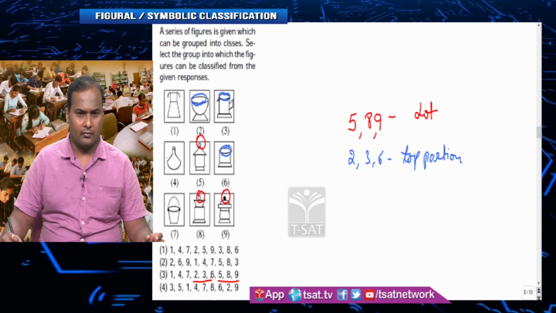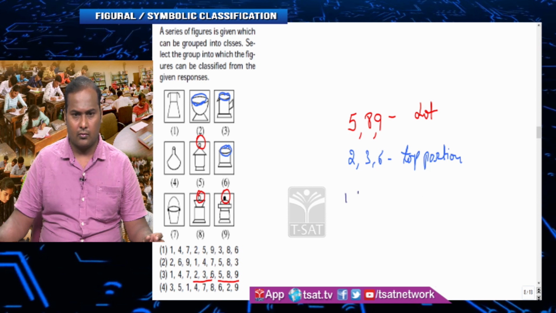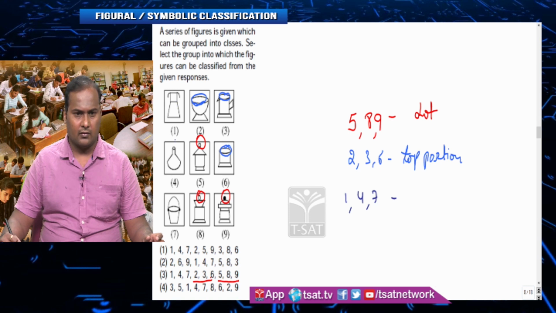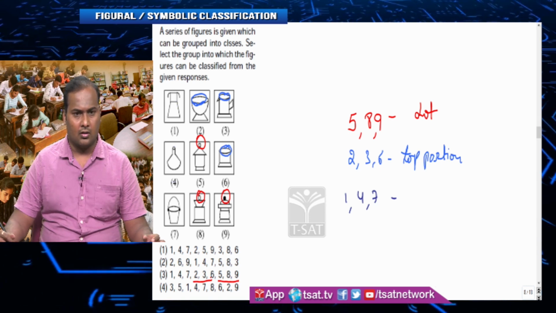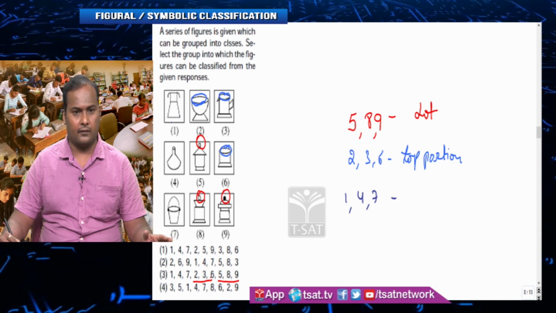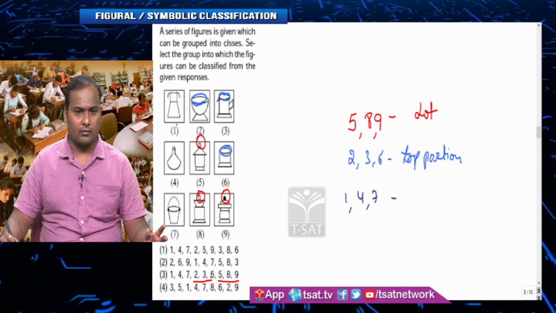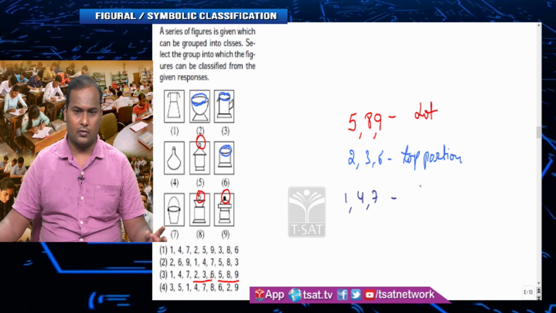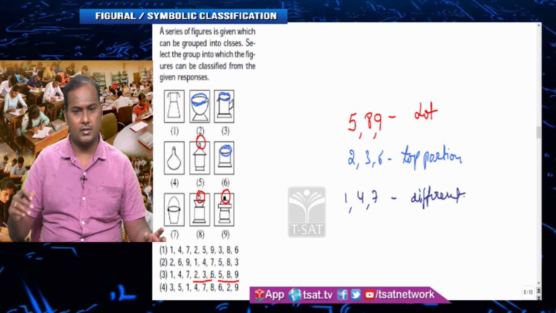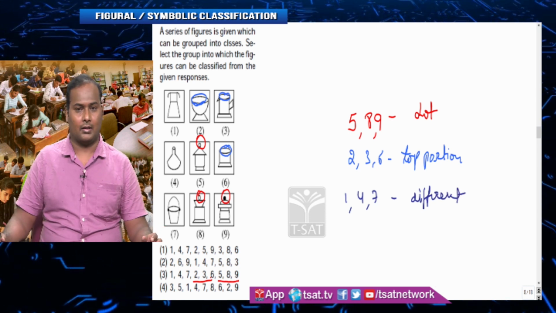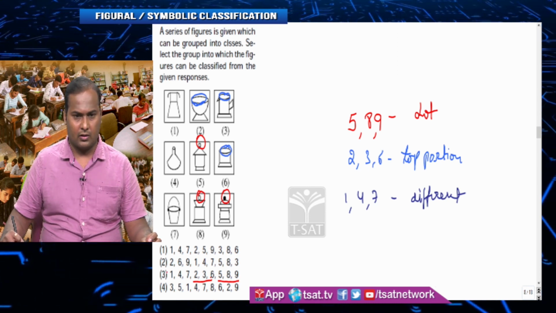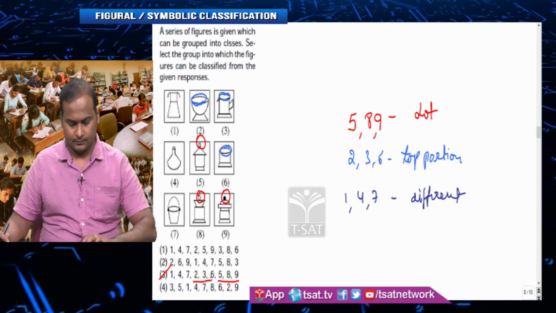The left one is 1, 4, 7. Now what is the common thing in 1, 4, 7? In 1, 4, 7, there is no common thing. All three are different. So the common thing is that all three are different. The difference is common here. So the difference is the common character in this particular case. So your answer is option 3.